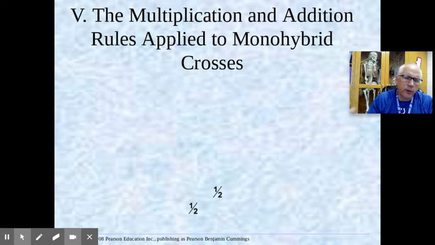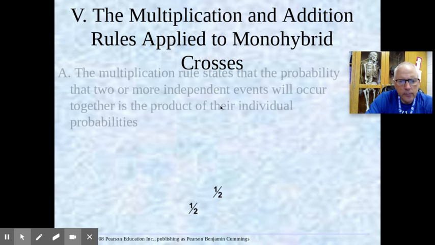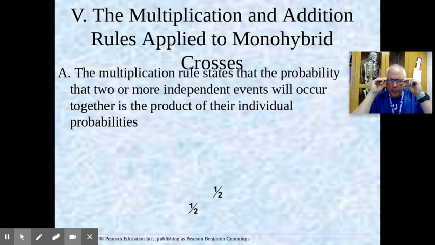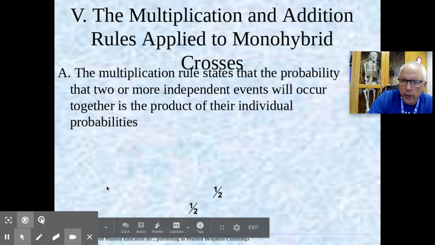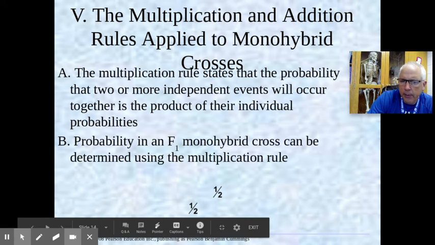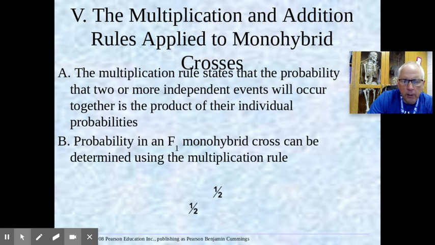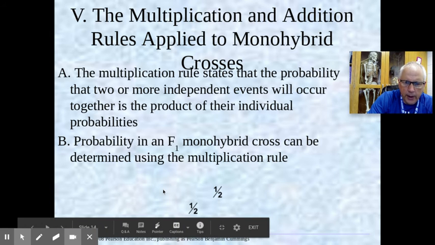Now, we're going to take this one step further. Let's apply something called the multiplication and addition rule. We're just looking at a monohybrid cross, one trait. The multiplication rule states that the probability that two or more independent events will occur together is the product of their individual probabilities. You may have learned this in math class. So, let's say, in an F1 cross, what's the probability of getting a black-haired child with blue eyes? You multiply.